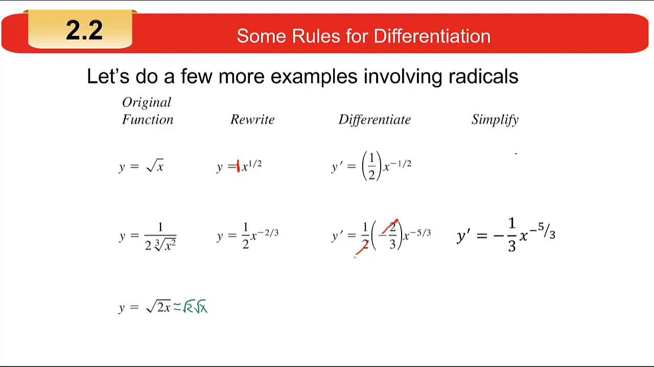The square root of 2 is just a number. So that's a number times the square root of x. And remember, the square root of x is x to the 1/2. Now it looks like a power rule problem: a number times x to a power.